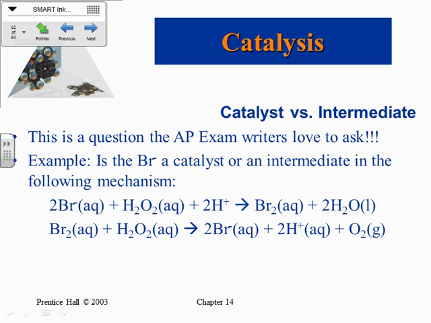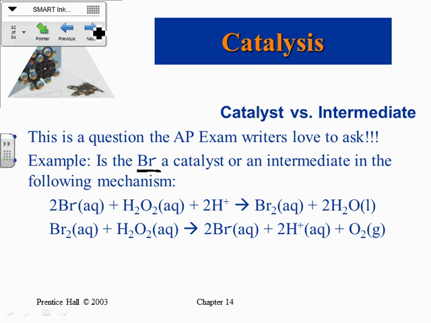But the question is, and I'm going to give you some practice on this in class, they will give you a mechanism. They'll give you a couple of steps, elementary steps in a mechanism, and then they'll ask you about one of the species in the mechanism, and they'll say, is this a catalyst or is it an intermediate? So, for example, is the Br minus a catalyst or an intermediate in the following mechanism?